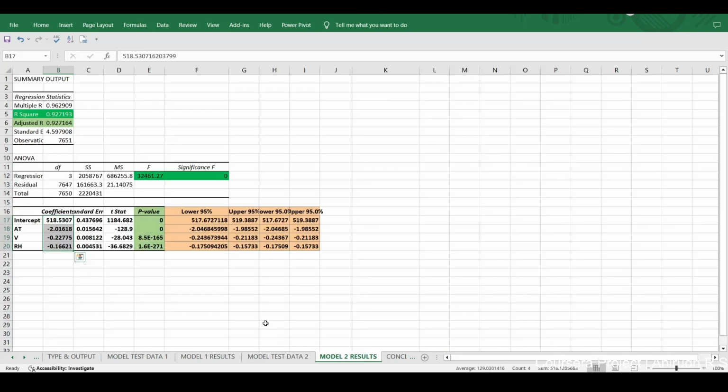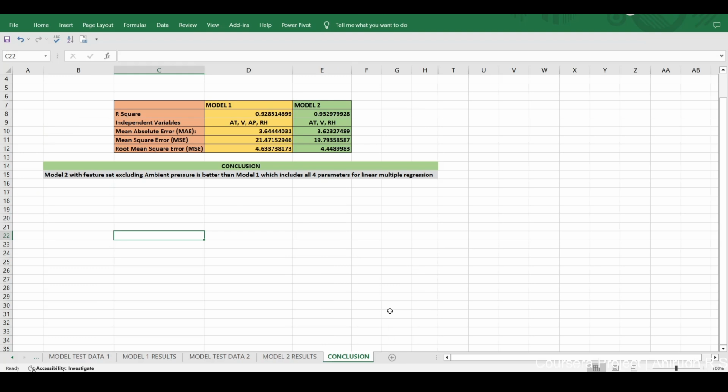So let's get into the comparison and the conclusions. I have two models, so which is better? So here we have the conclusion page. Pardon me, I'm just using the test data results to compare the models, which is the important thing because we need better predictions from what we have trained in the training data set. So we have an R square of 93.29 in model 2, excluding the independent variable AP.